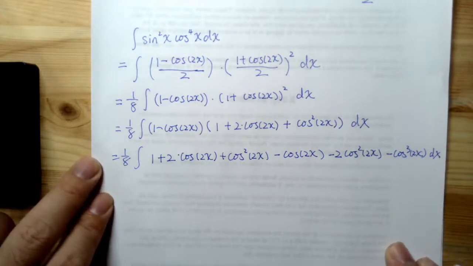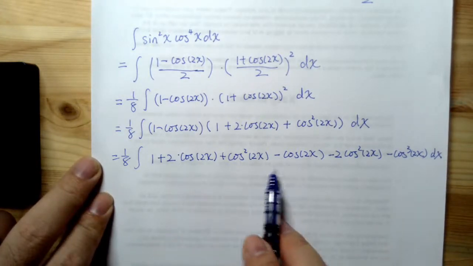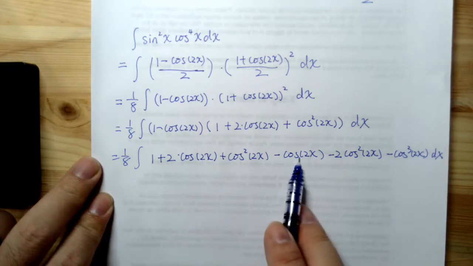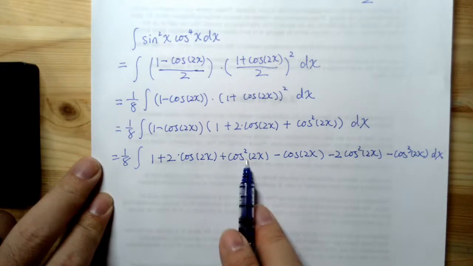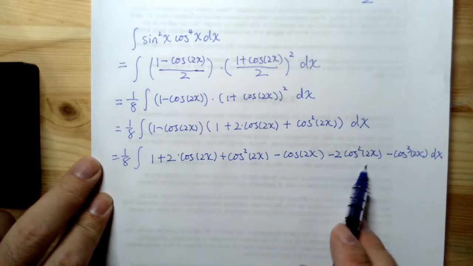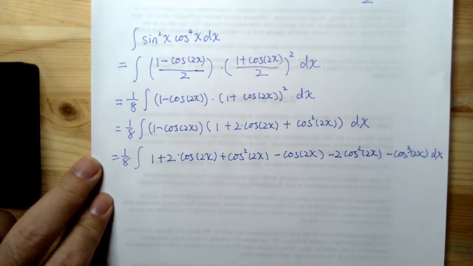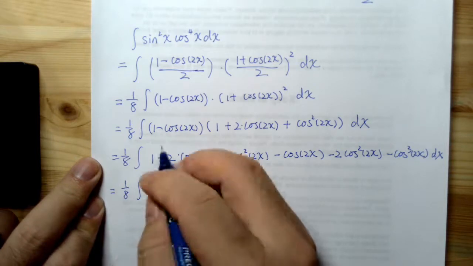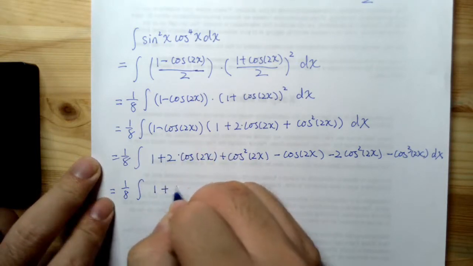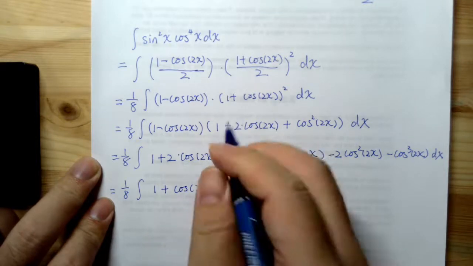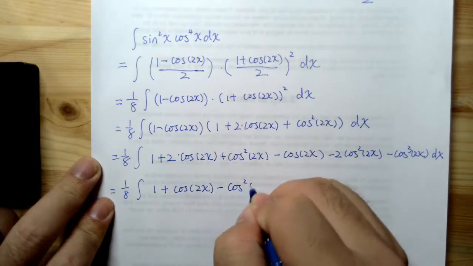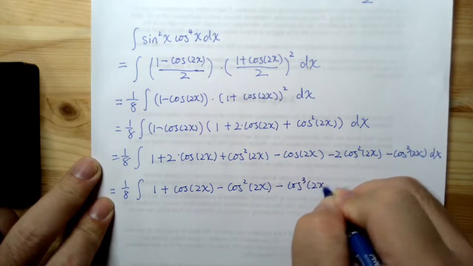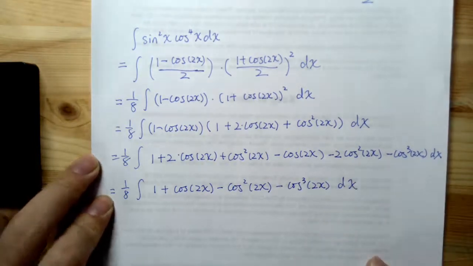dx here. So after we do a little bit of calculation, 2 cosine 2x minus cosine 2x gives us 1 cosine 2x. We have cosine squared 2x minus 2 cosine squared 2x gives us minus cosine squared 2x. Turns out this is what I have: 1 over 8 times 1 plus cosine 2x, and then minus cosine squared 2x, and then minus cosine cubed 2x dx. Okay, so this is what I have here.